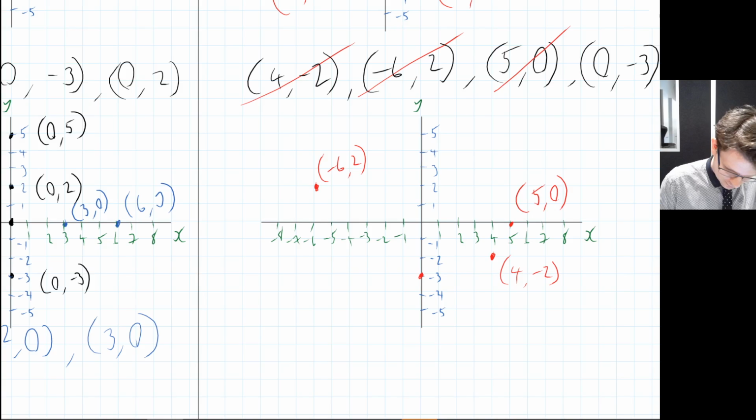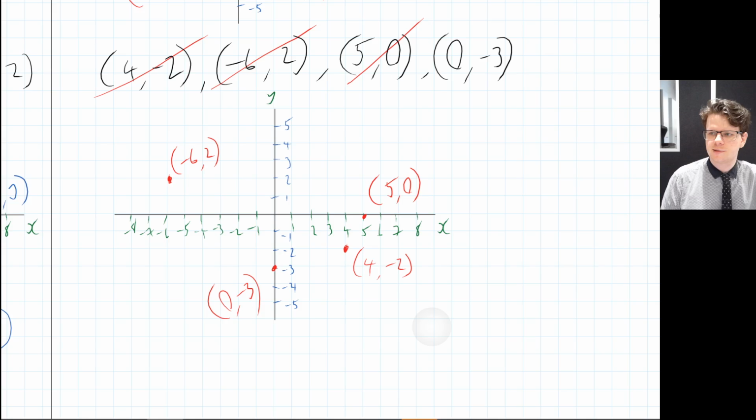Alrighty, so now we should be able to plot in every single way. We should be able to plot points on the axis or off the axis, positive and negative numbers.